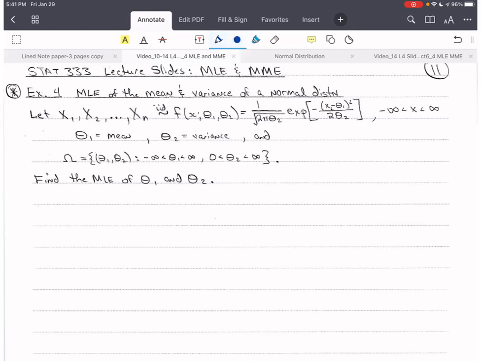So we're going to say that these random variables are a random sample because they're IID from the same distribution. X with, now I'm going to say theta 1 and theta 2. So mu is equal to theta 1 and sigma squared is equal to theta 2.